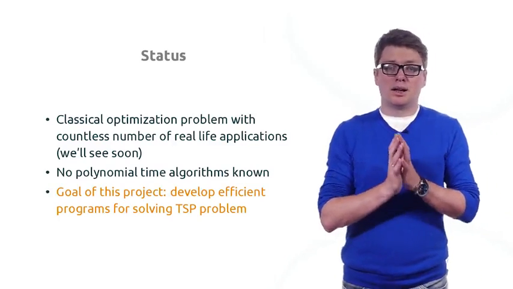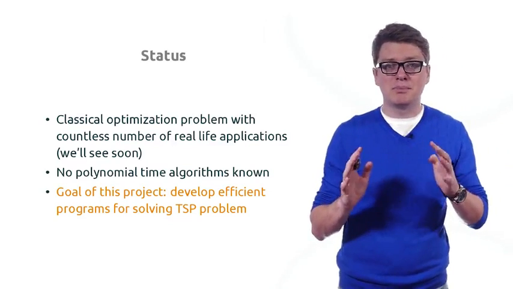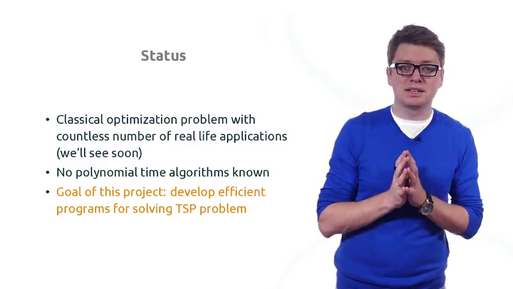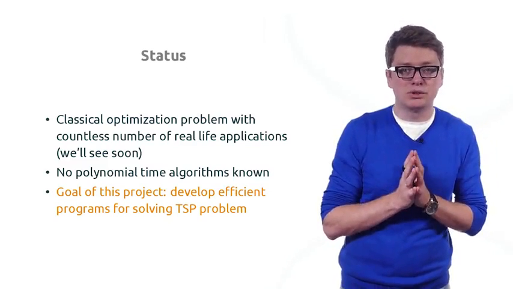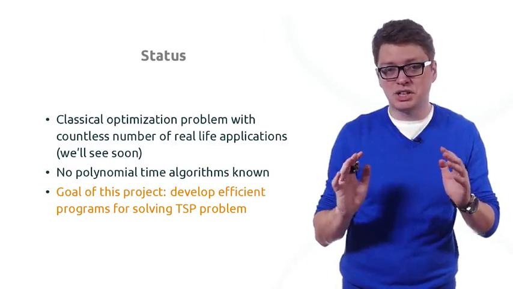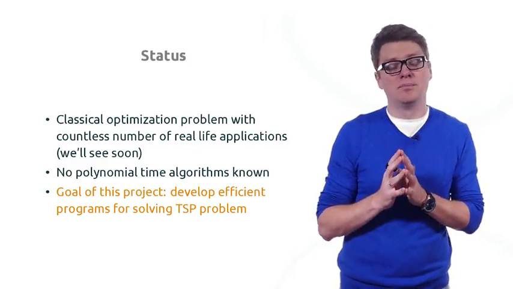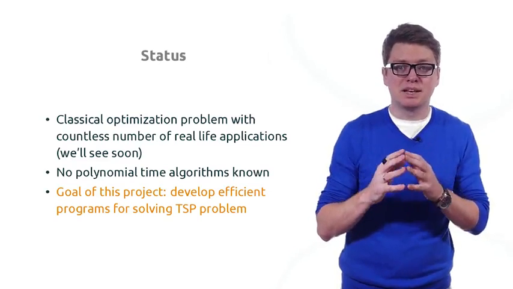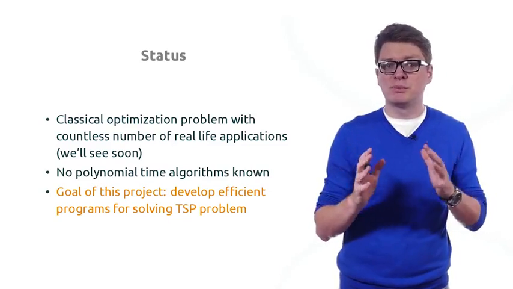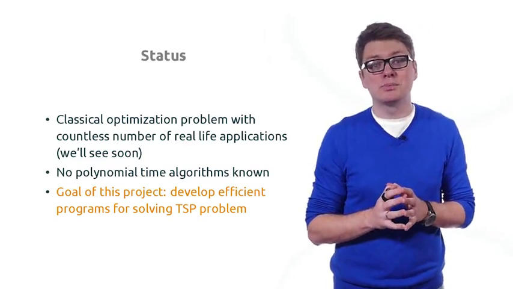The goal of this project, as I mentioned already, is to implement efficient programs that can solve instances consisting of, say, 20 or 30 nodes quickly and exactly, and that can solve much larger instances approximately. By saying approximately, I mean that we are going to output not necessarily an optimal cycle, but a cycle that is guaranteed to be not much worse than an optimal one.